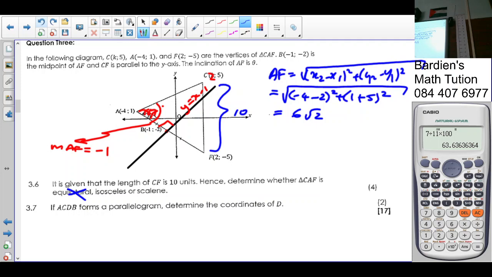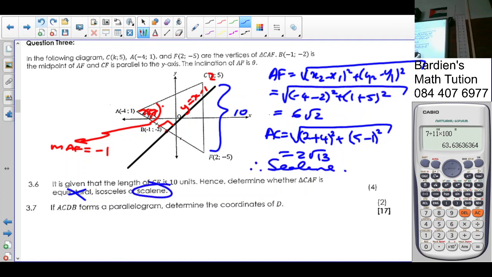It would have been isosceles, and we'd stop. But AC could be equal to 6 root 2 or 10 now. So I have to do the calculation. So AC, distance formula again, I don't need to write the formula down. So for AC, it's going to be 2 minus minus 4 squared plus 5 minus 1 squared. That works out to be what? 2 root 13. So since no sides are equal, it has to be a scalene.